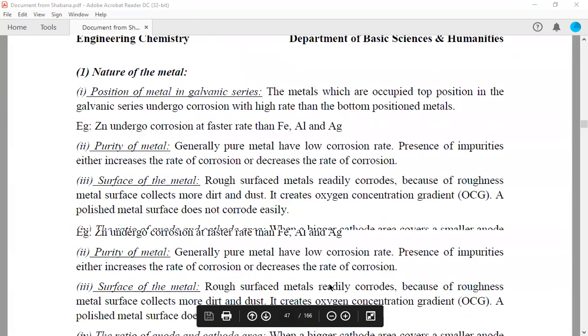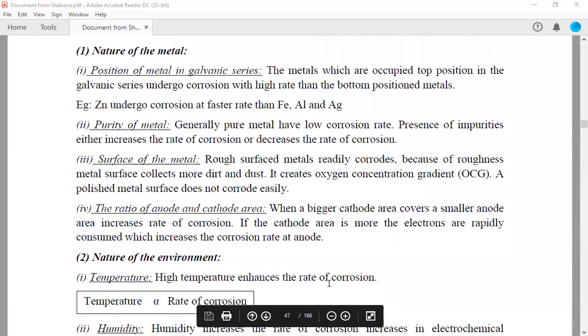Coming to the first factor, that is the nature of the metal. The nature of the metal depends upon the position of the metal in the galvanic series, purity of the metal, nature of the surface of the metal film, and the ratio of the anode and cathode area. Coming to the first one, that is the position of the metal in the galvanic series.